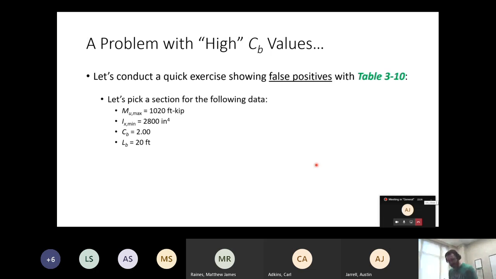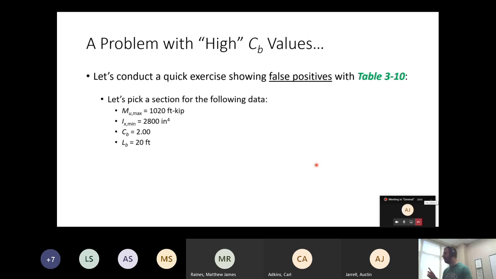So I've got here some data, and I just made it up. It's not anything that goes to a particular example. So we're going to say we've got a beam that has a maximum moment of 1020 foot-kips. Again, I'm just making these numbers up. We have a required moment of inertia of 2,800 inches to the fourth. Cb is 2, so it's a lot higher than the design examples that we've done so far.